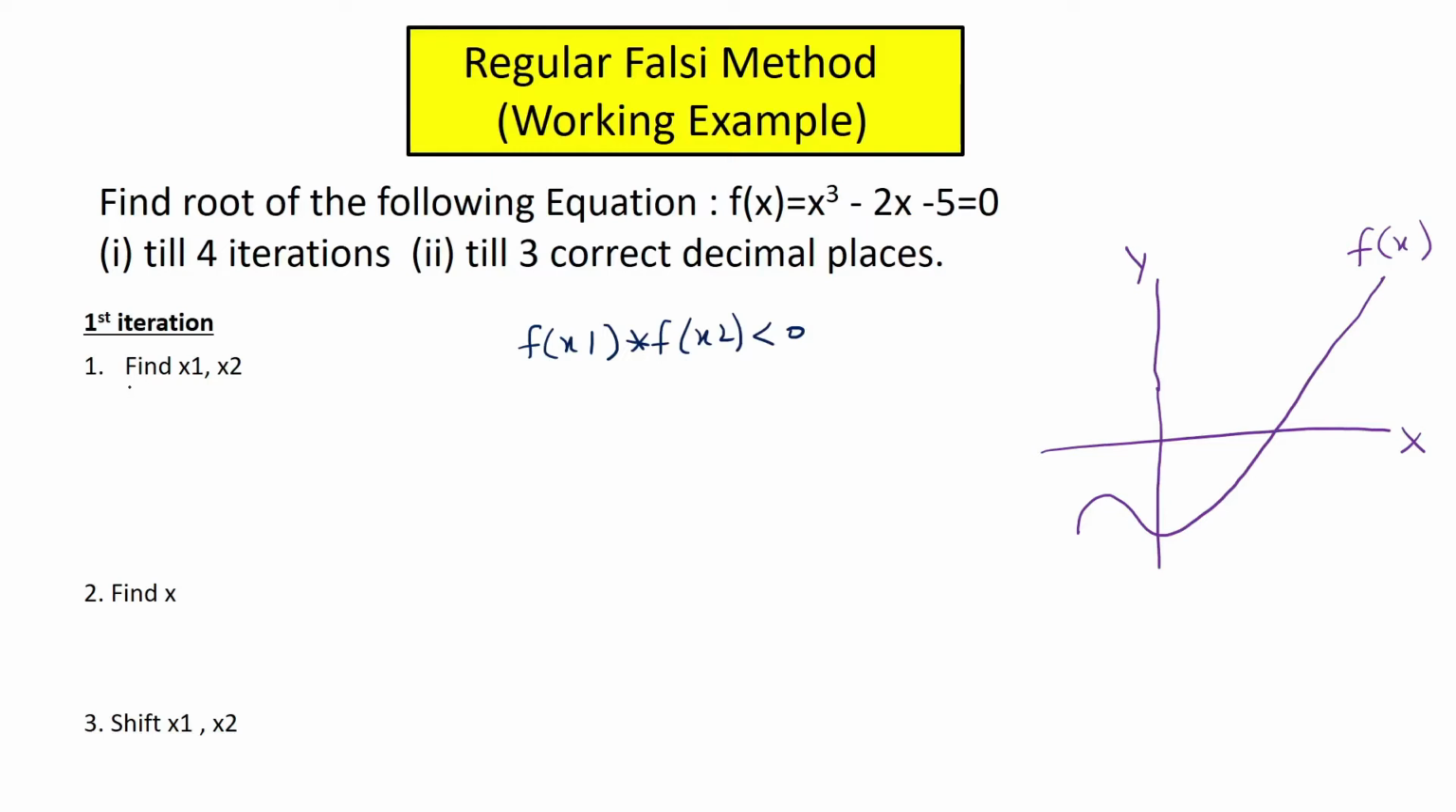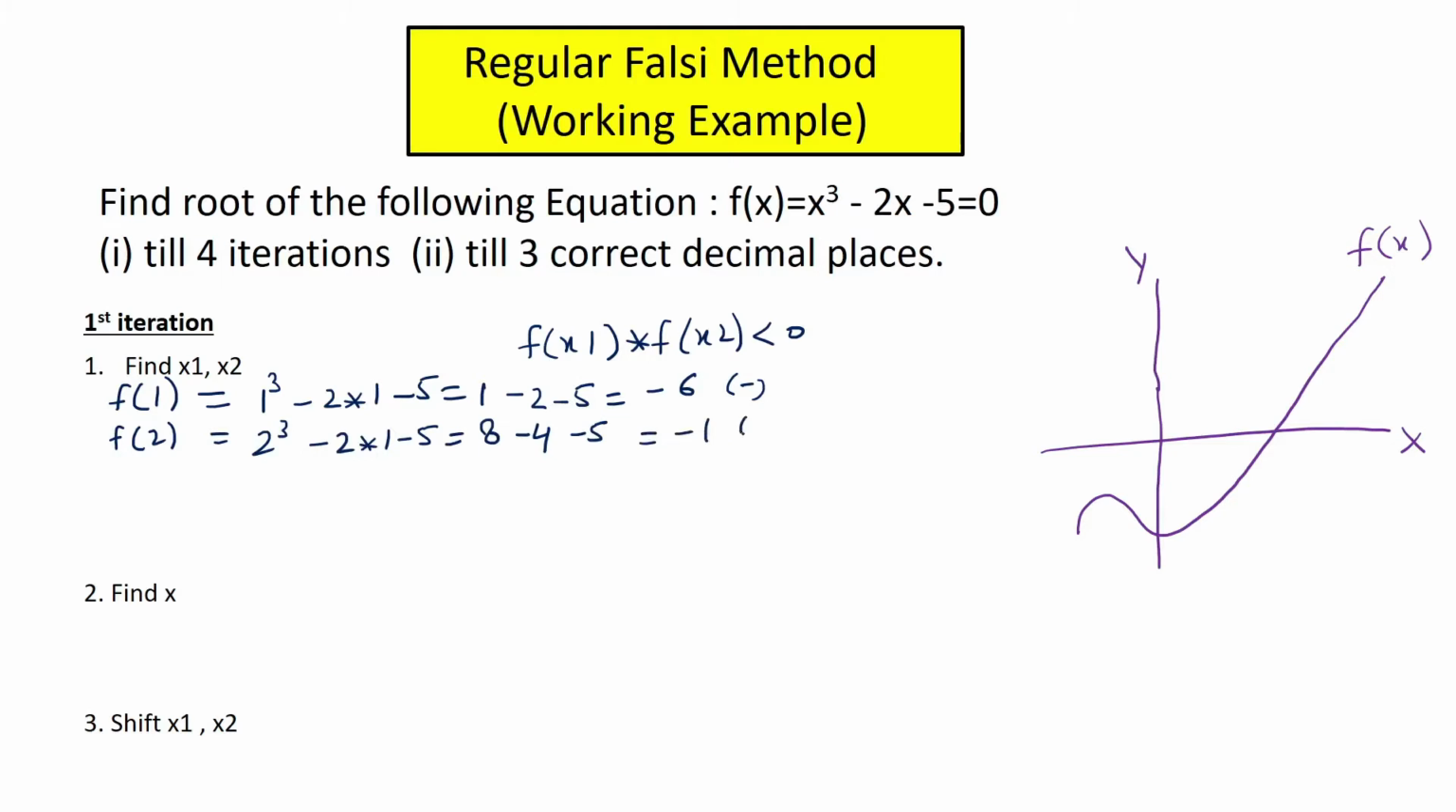So let's say if we put f of 1, that means if we take the value of the root as 1, and if I put this 1 in this given equation, then I will get minus 6 as the result. So this is a negative value. Now I want one positive value also. So let's say if I put 2. So if I put 2 in this equation, and after solving I will get minus 1 as the result. And again it is a negative value, but I want a positive value.